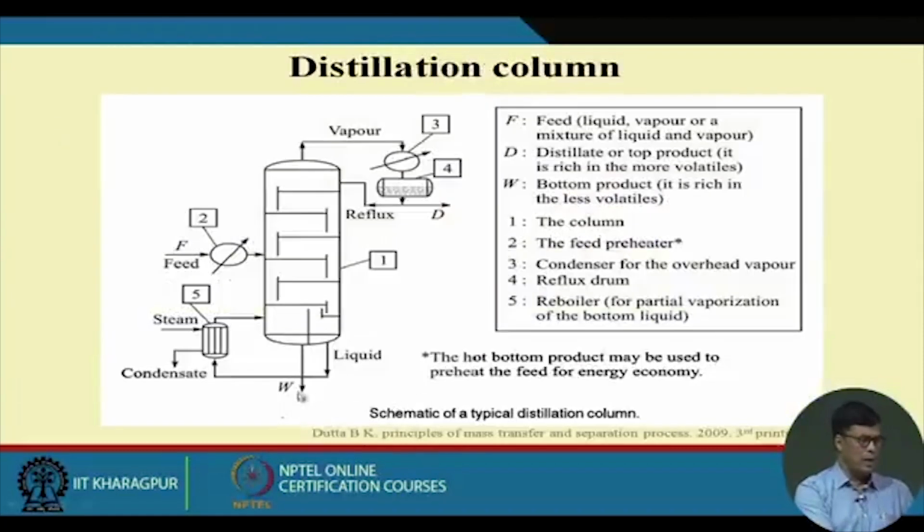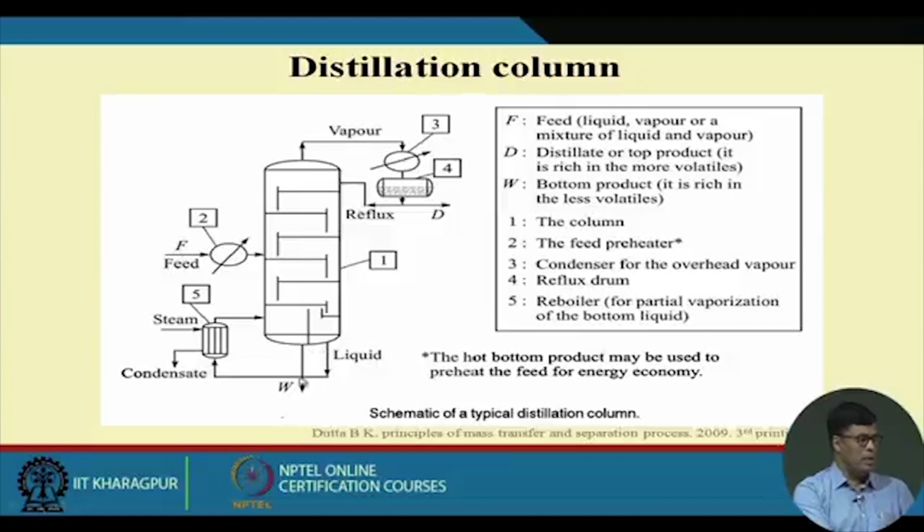So this is schematically how the process can be explained: we heat this and then pass it through this column, and you can see that we can collect the different fractions that we have. One is the column, two is the feed preheater, where the feed is coming in like this, and then the condenser for the overhead vapor, this is the condenser for the overhead vapor, four is the reflux drum, and the reboiler provides partial vaporization. So this is how you can separate.